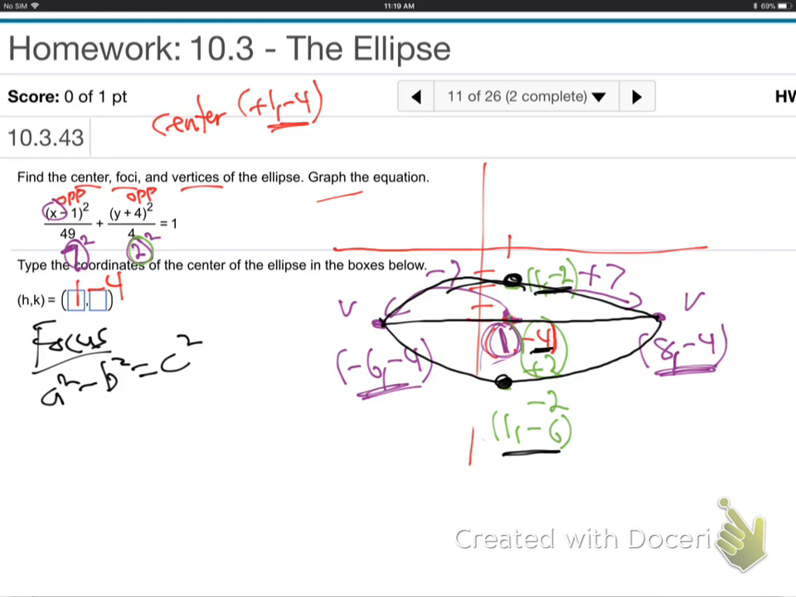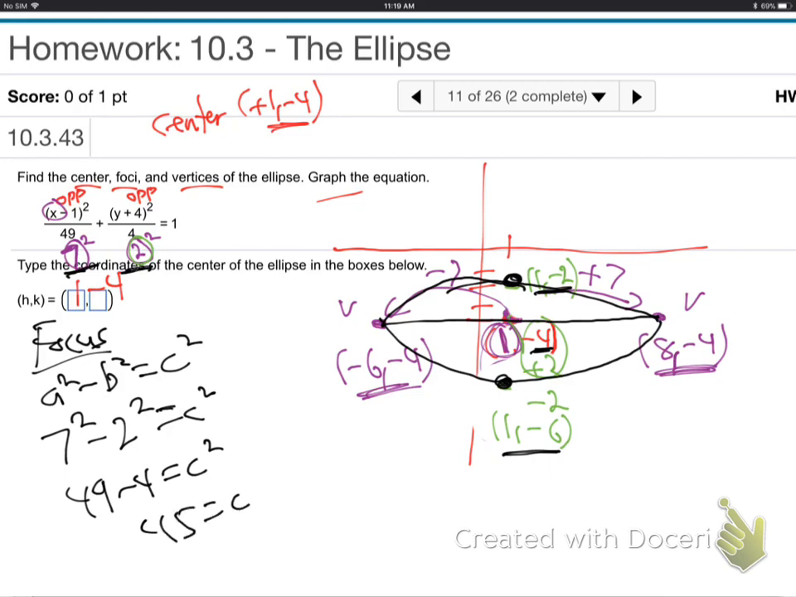How do you know what a squared and b squared are? It's the numbers underneath x and y. And remember, don't get hung up on a is always x or b is always y. Those are interchangeable. It's whichever is bigger. They're subtracted, so when you subtract two things, you have to have the bigger one first. Which is bigger, 7 squared or 2 squared? 7 squared. Good on that? And so that's 49 minus 4, 45 is c squared.